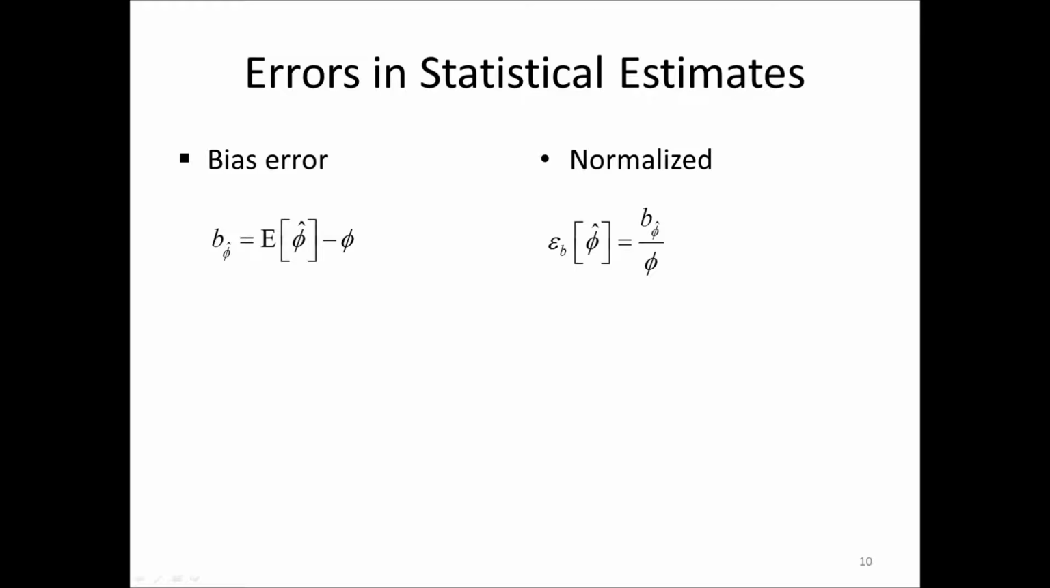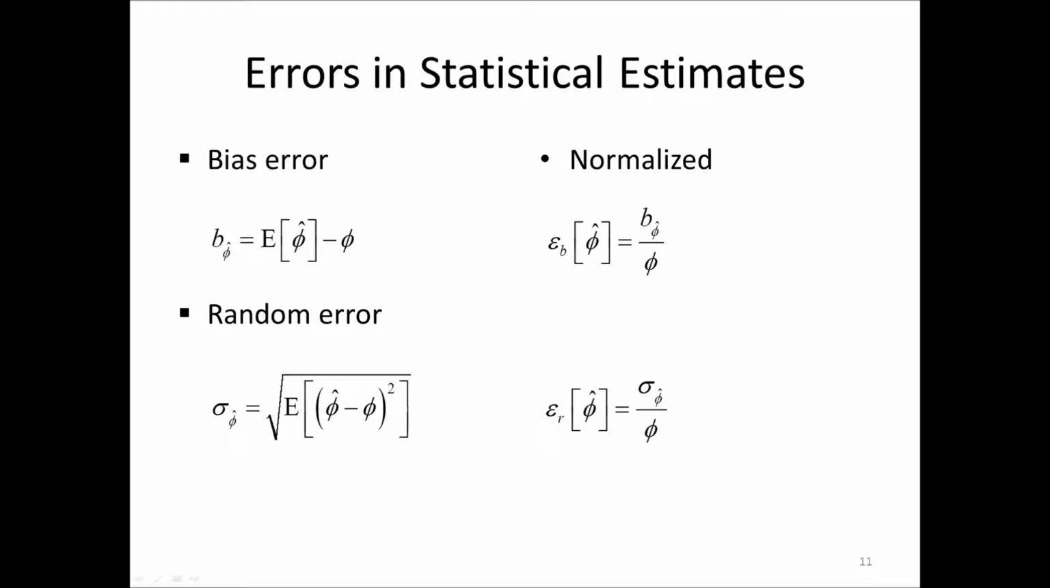In most cases, we are not interested in the error in absolute terms. Rather, we are interested in the normalized error. The normalized bias error, epsilon sub b of phi hat, is the bias error divided by the true value. So this means that we, in essence, get the error in percent if we multiply this value by 100.